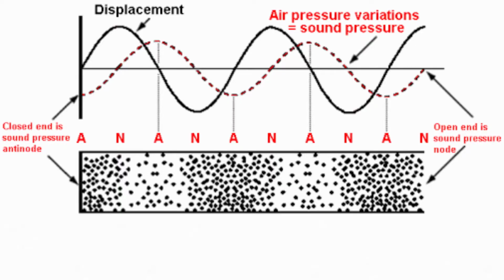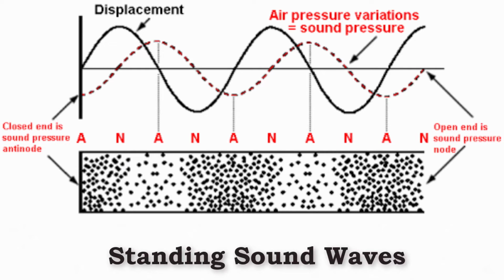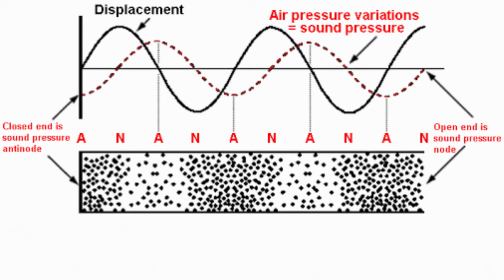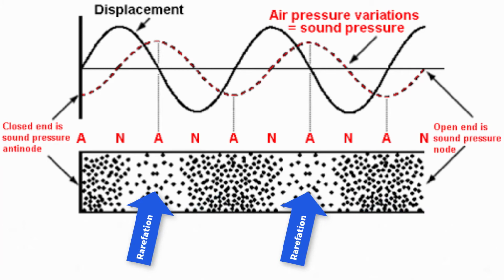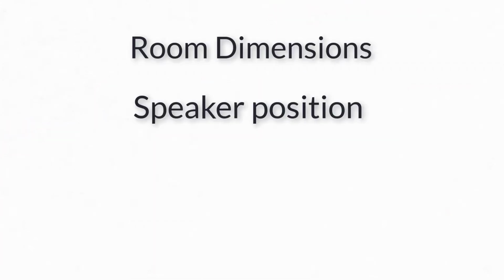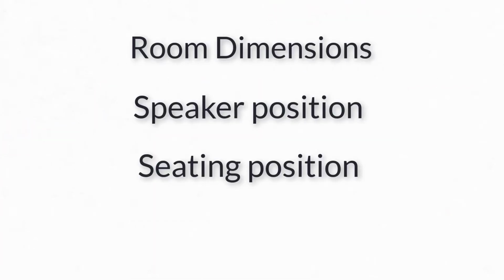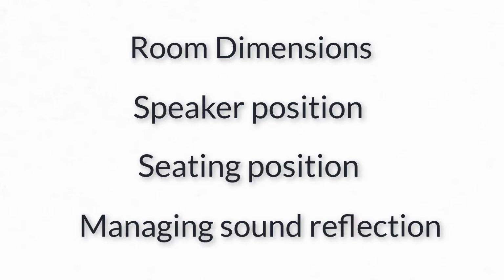Let's start by discussing where sound distortion comes from. You run into problems with your sound when you start getting standing waves, or standing sound waves. Without going into a lesson in physics, the problem with standing waves is that it causes sound distortion and variation at different points in the room. You can avoid standing waves through the right room dimensions, speaker position, seating position, and some management of sound reflection. Every room is different, so again, trial and error is critical.